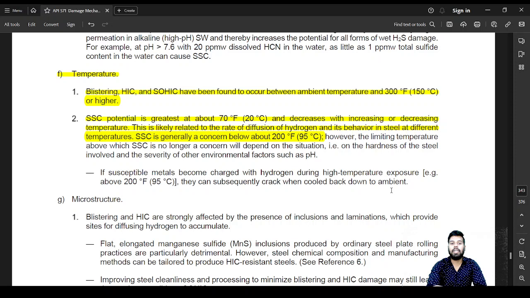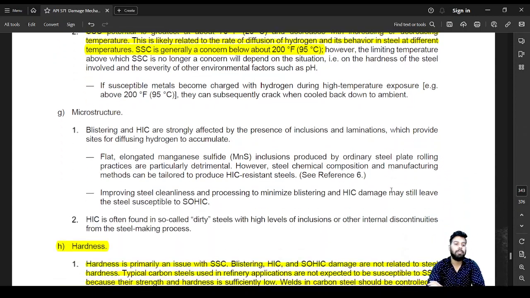Anything that is neutral is pH 7. Temperature: blistering, hydrogen induced cracking and stress oriented hydrogen induced cracking have been found to occur at ambient temperatures and 300 degrees Fahrenheit or higher. Stress corrosion cracking potential is greatest at about 20 degrees Celsius or 70 degrees Fahrenheit and decreases with increasing or decreasing temperature. This is likely related to the rate of hydrogen diffusion and its behavior in the steel at different temperatures. Stress corrosion cracking is generally a concern below 95 degrees Celsius.